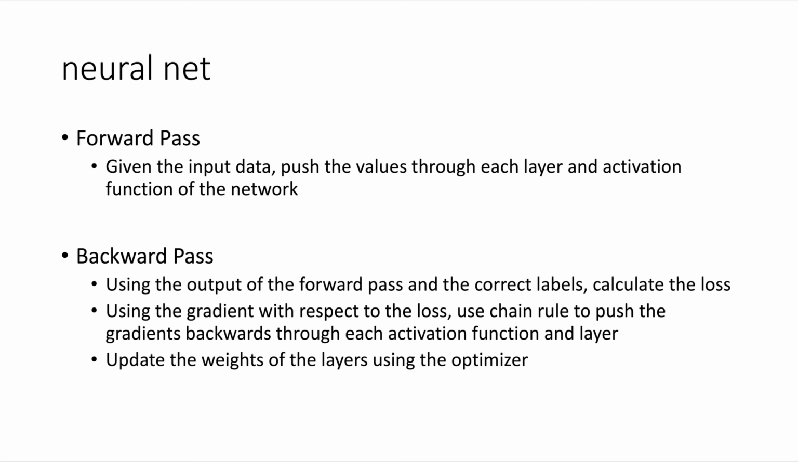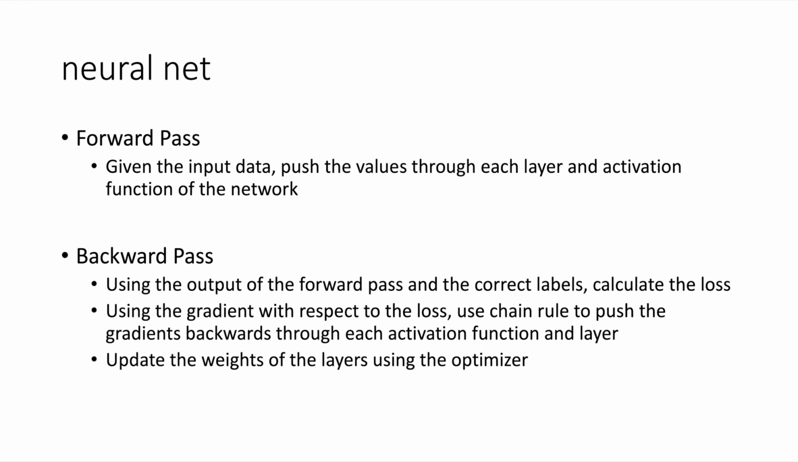Now that we have all our components, the final step is piecing it all together. The first step is the forward pass. Luckily, the forward pass is really quite simple. All we do is take the input data and feed it into each component of the network. So first we would push the data through the first layer, then through the first activation function, then the next layer, etc. The result is simply the output of the last activation function.